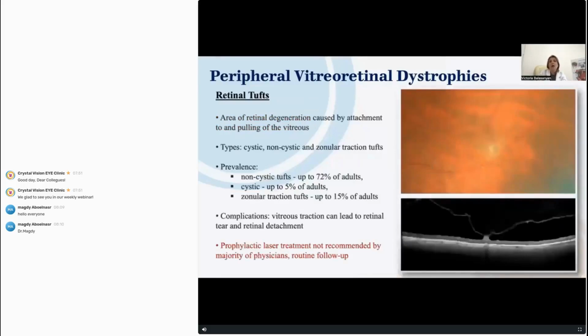Retinal tufts. This is a type of vitreoretinal dystrophy with an area of retinal degeneration caused by attachment to and pulling of the vitreous. There are different types of tufts: cystic, non-cystic, and zonular traction tufts. Retinal non-cystic tufts are found in 72% of adults. Cystic are present in up to 5% of adults. Zonular traction tufts are present in up to 15% of adults. Vitreous traction can lead to retinal tear and retinal detachment, but preventive laser treatment is often not recommended.